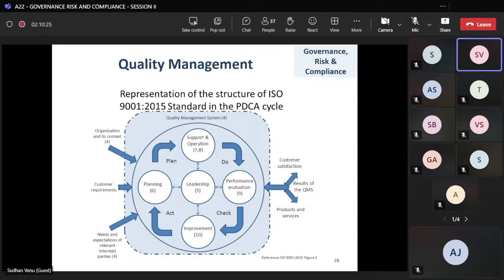There is the organization and its context, the leadership, the quality management system, and the needs and expectations of the relevant interested parties, and how the planning will happen, and what the support and operation are when you are doing the quality management process, and what the performance evaluation is. The performance evaluation will check the improvement, and based on that, they will act for the quality management services in terms of products and services, and the result of the QMS should be customer satisfaction. So that is what is mentioned here in terms of the ISO 9001:2015 standard.